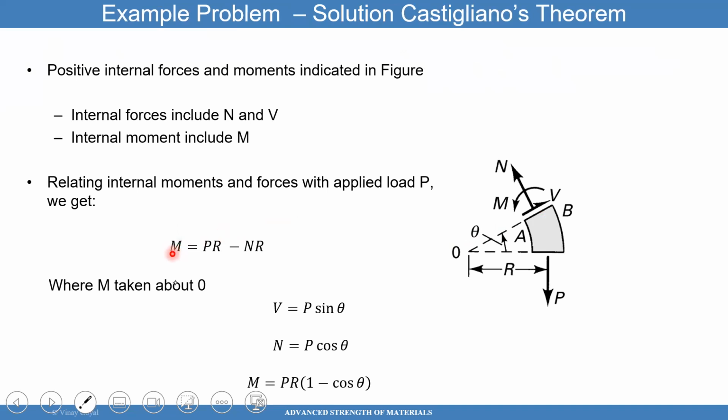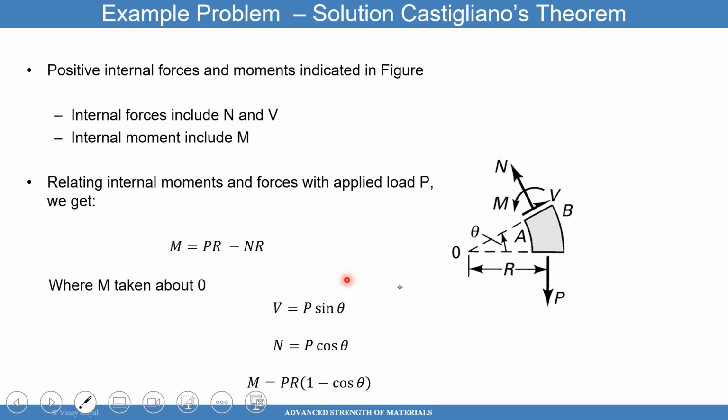So I did it here. The moment about point O will give you moment equals PR, this load P times that distance R, PR, and that normal N times R, NR. So if you do summation of moments about O, you get this formula.